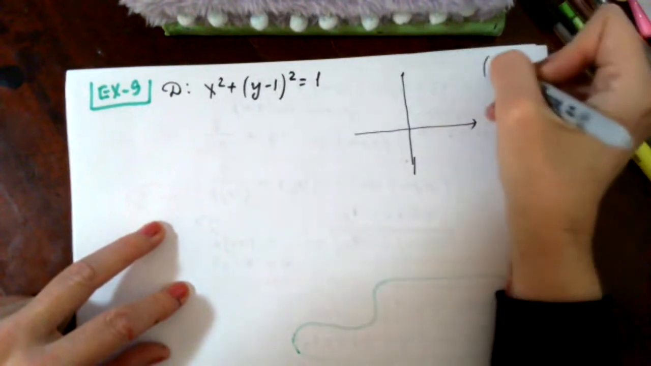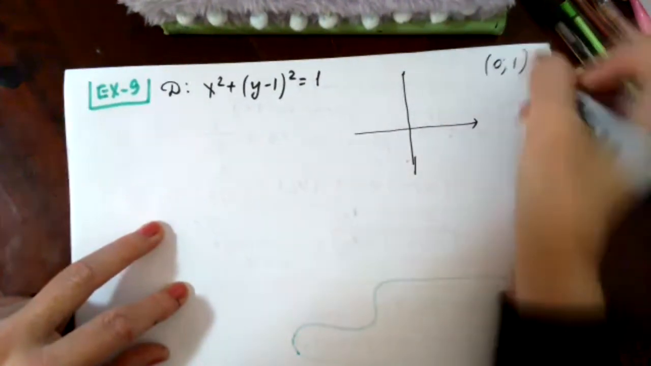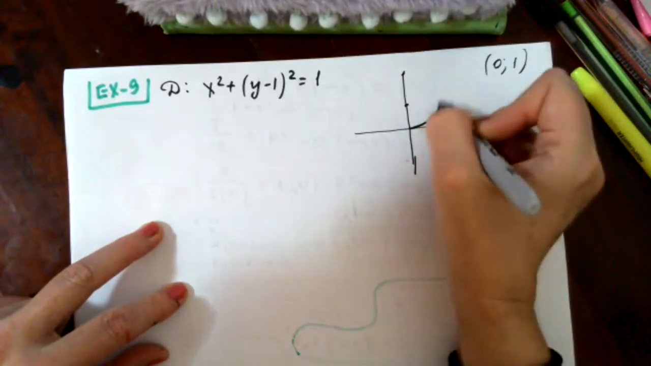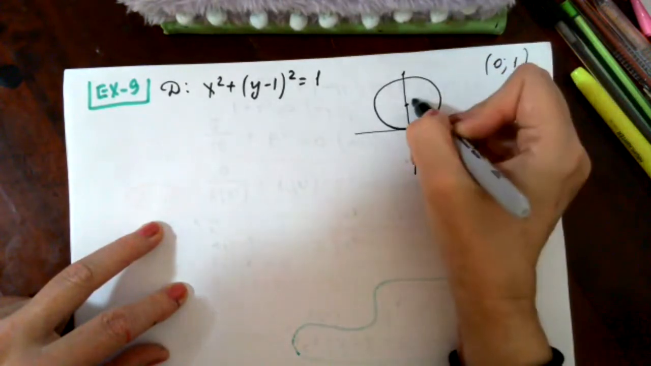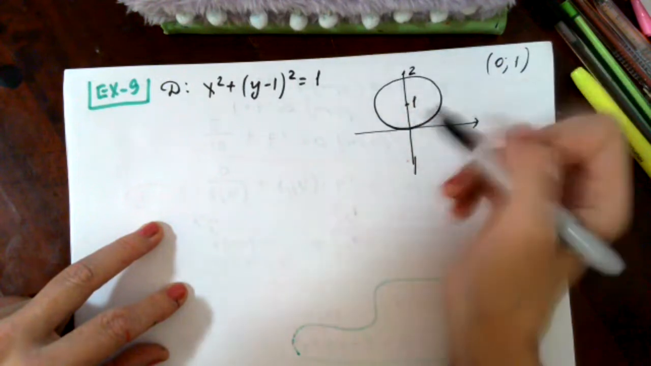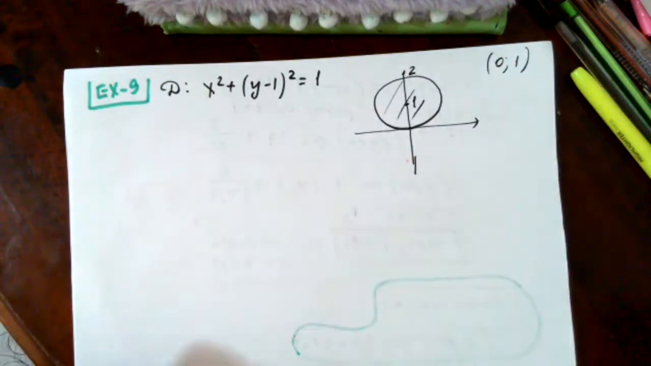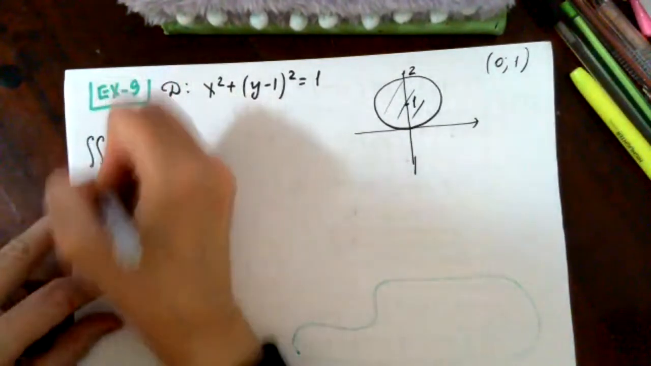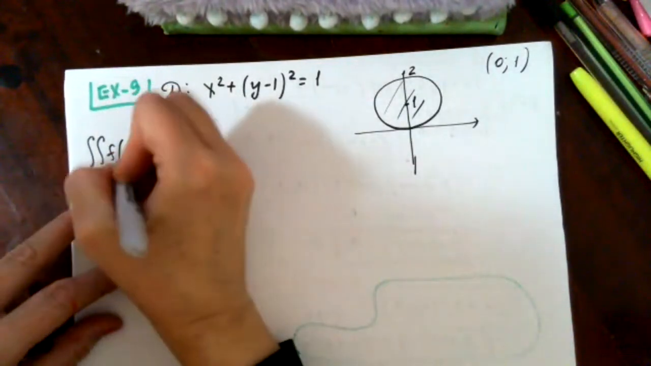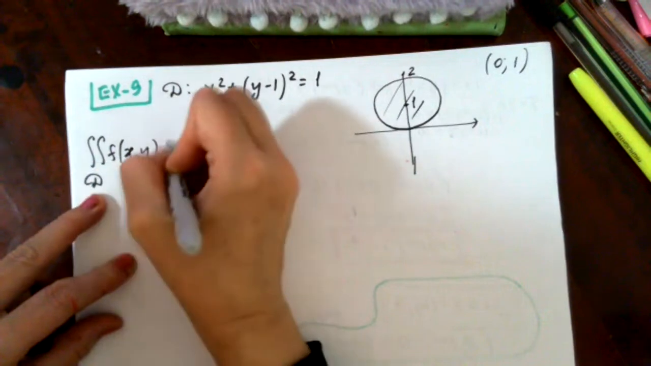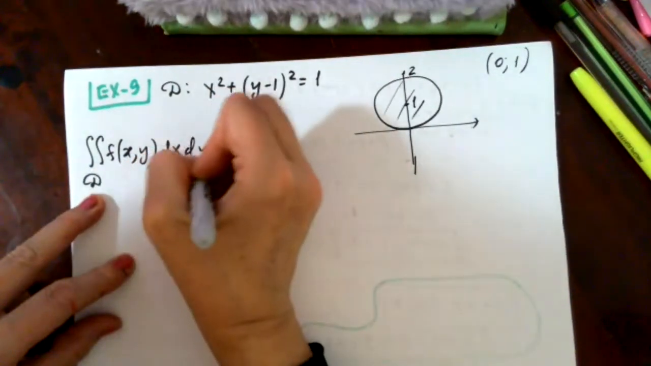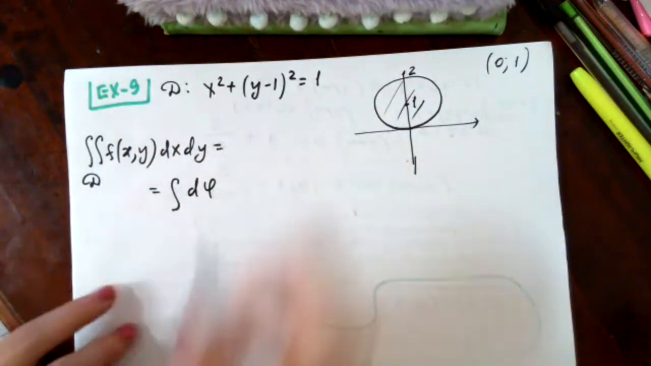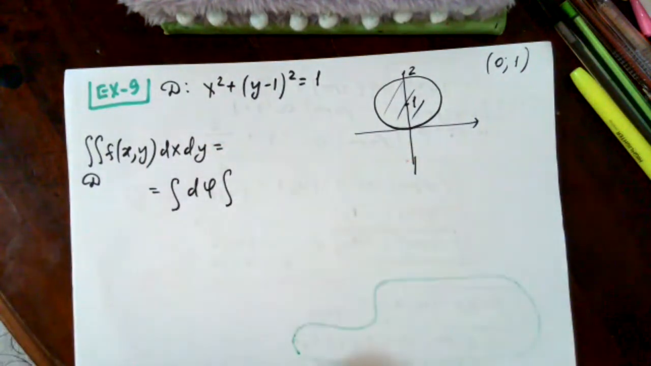with the center being at (0, 1). So it's shifted along the y-axis. And so this circle looks like this. Here's 1, here's 2, radius is 1. So this is our region. Our region is entirely inside this circle. And again, our assignment is the same. We are given this double integral, and we are asked to rewrite it in a polar coordinate system. So we need to start with d phi and then write something else here.